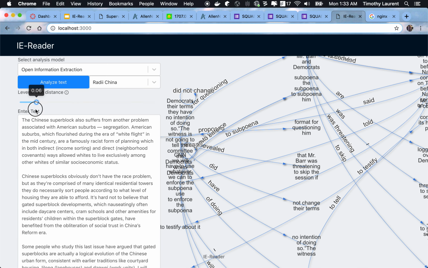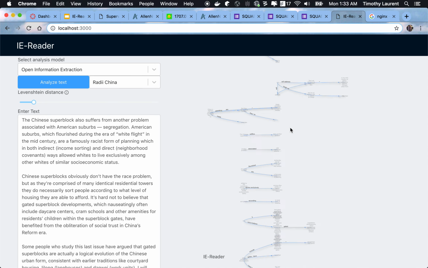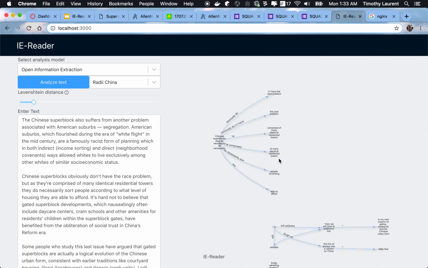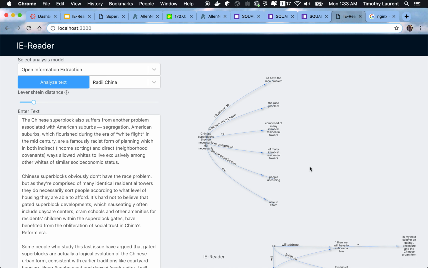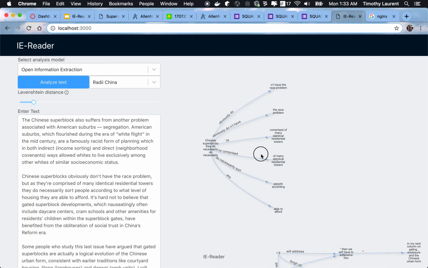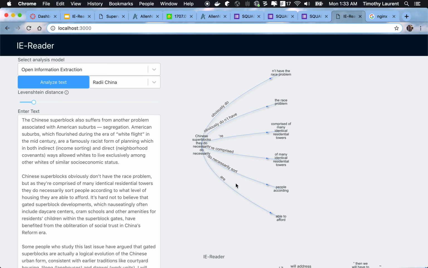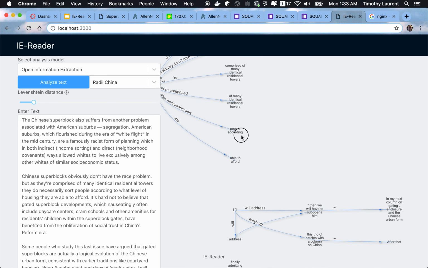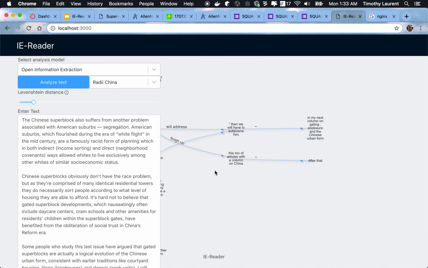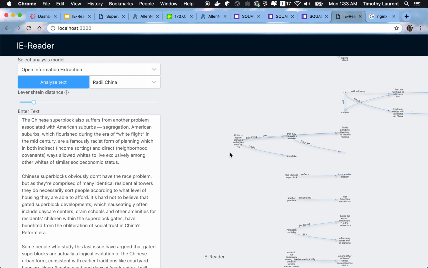We can look at a news article about China. We have a lot of graphical nodes coming out. Chinese superblocks are comprised of many identical residential towers. They do not necessarily sort people according. So it's definitely a promising approach, I feel.